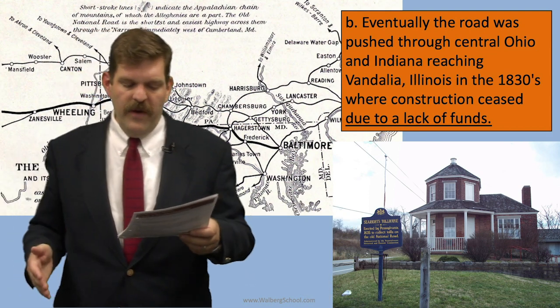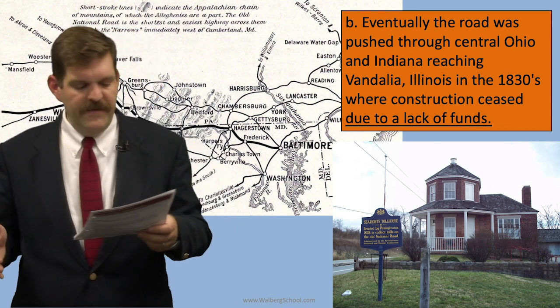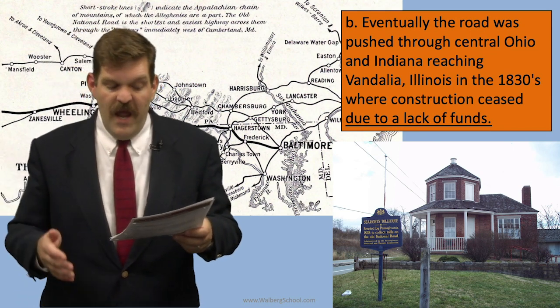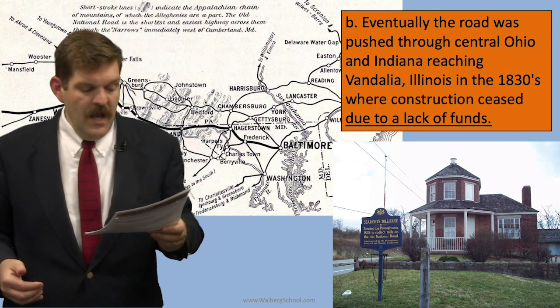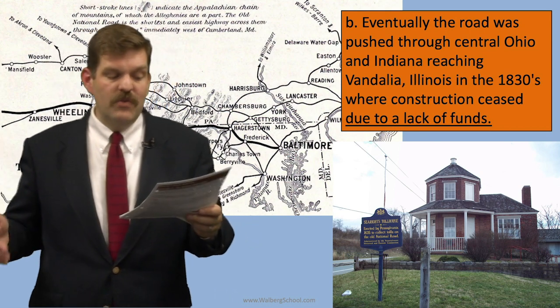As the work of the road progressed, the settlement pattern of towns and villages that developed is still visible. The National Road became Main Street through a lot of these new towns and early settlements. And the National Road became known as the Main Street of America.